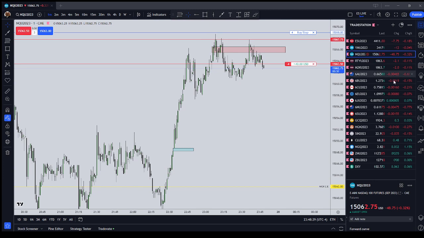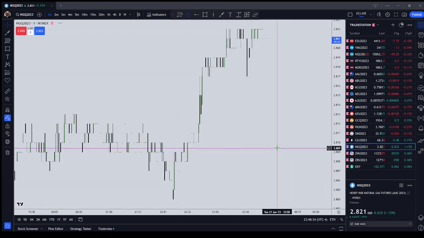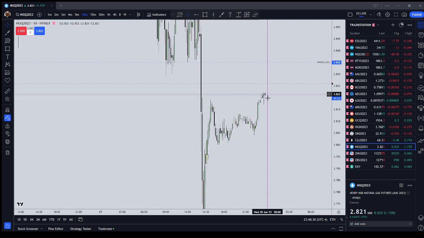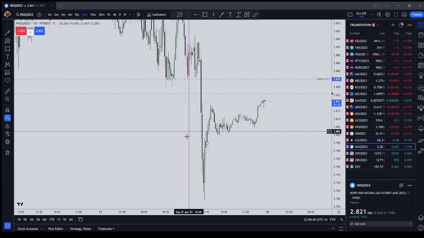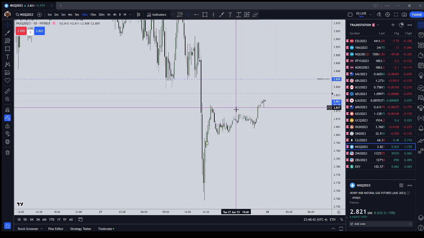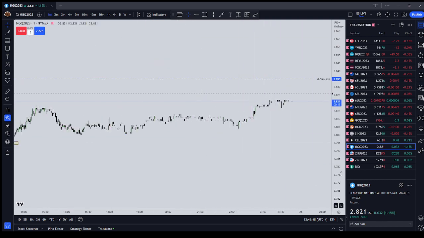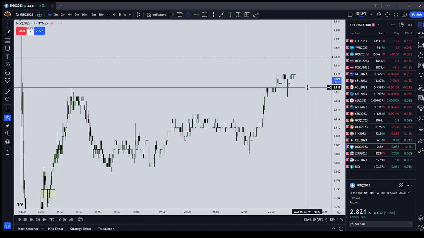Could have traded the Australian. Could have traded New Zealand. Those were both nice movers. Natural gas is moving, but good lord, is this tough to take at this time of day. It wouldn't be something that I would feel great doing. You try trading this on a 1 minute chart. Possible, doable, difficult.